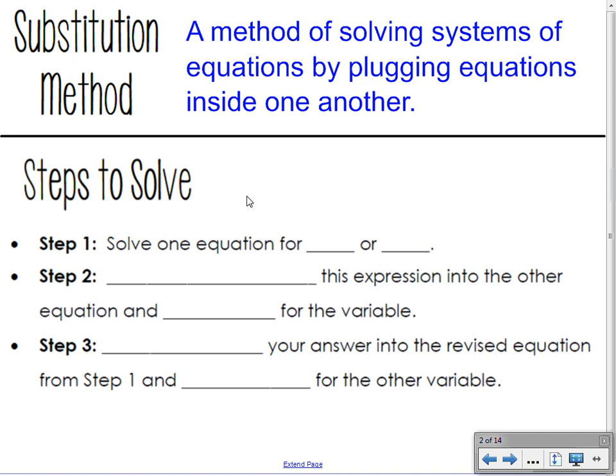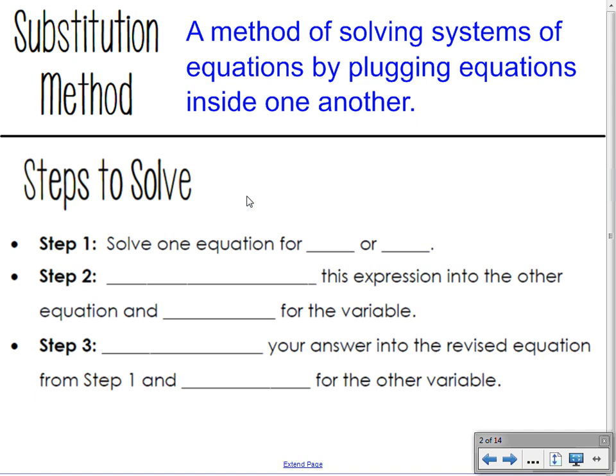In the previous video we talked about using graphing to solve a system of equations, and we said that the solution could be found at the intersection point of those two lines. So we're still trying to find the intersection point, but instead of doing it by graphing, we're going to be doing it algebraically. So substitution is a method of solving systems of equations that involves taking one equation and plugging it in or substituting it inside of the other equation.